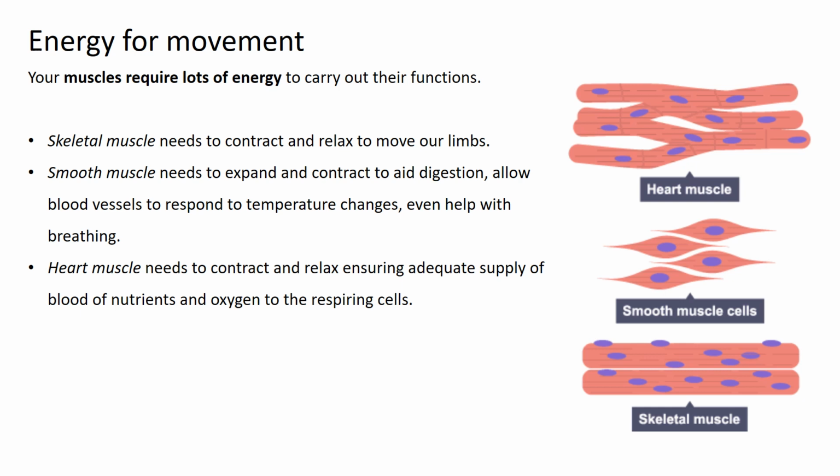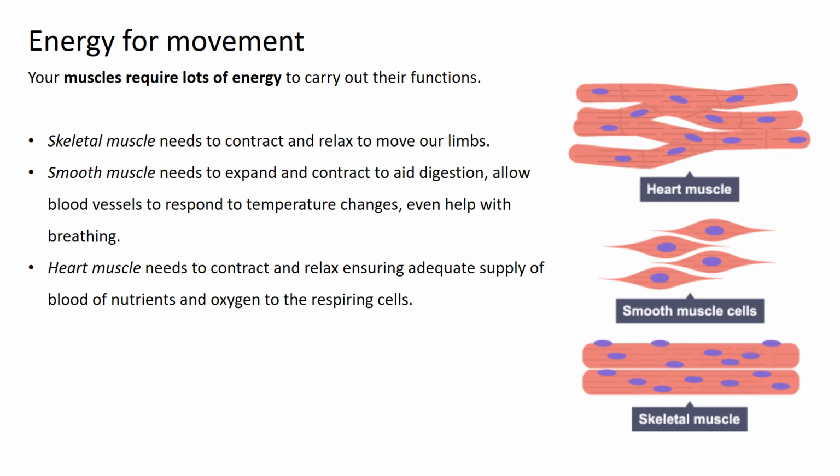So, energy for movement. Now, why is it so important? If you think about us as humans, we are built of muscles. And muscles require lots of energy. Now, I did ask you in yesterday's lesson to think about why skin cells have less mitochondria than muscle cells. And that's because muscle cells require more energy to carry out their function, to contract.